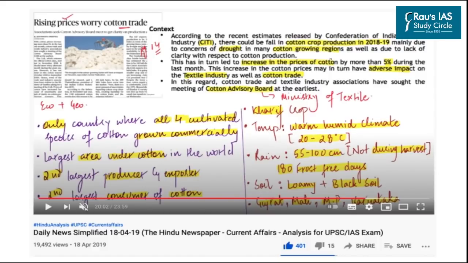We first discussed the economics of cotton with respect to the production, import and export. Then we went on to discuss the geographical aspect of this particular crop, highlighting that it is a kharif crop, the temperature required, the rainfall required, as well as the ideally suited soil, which is a black soil.